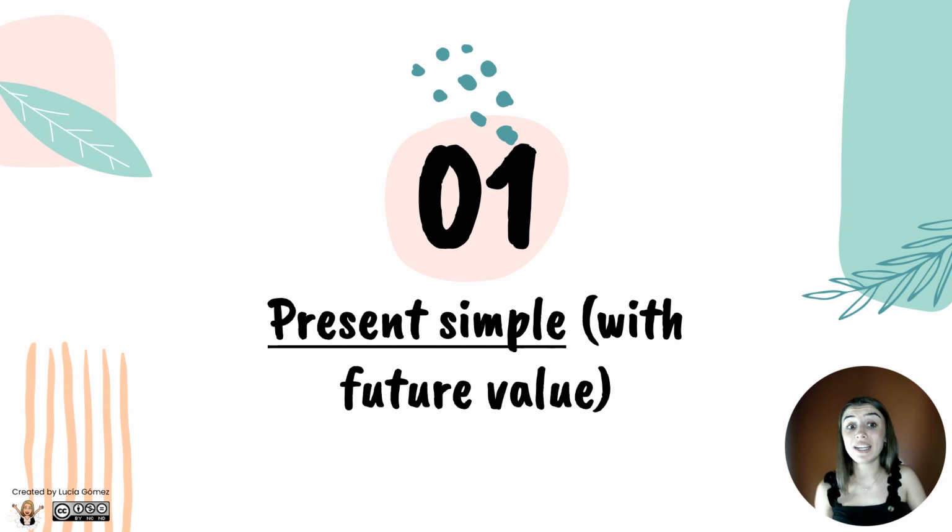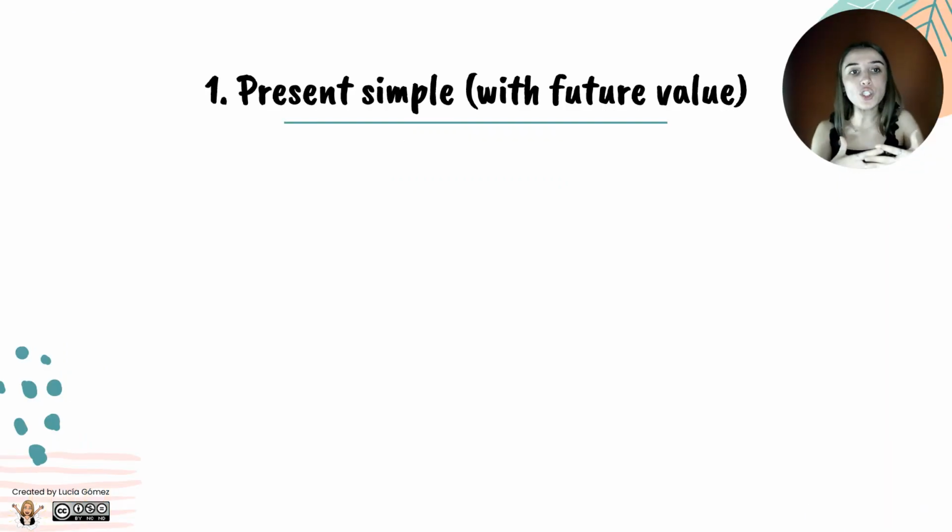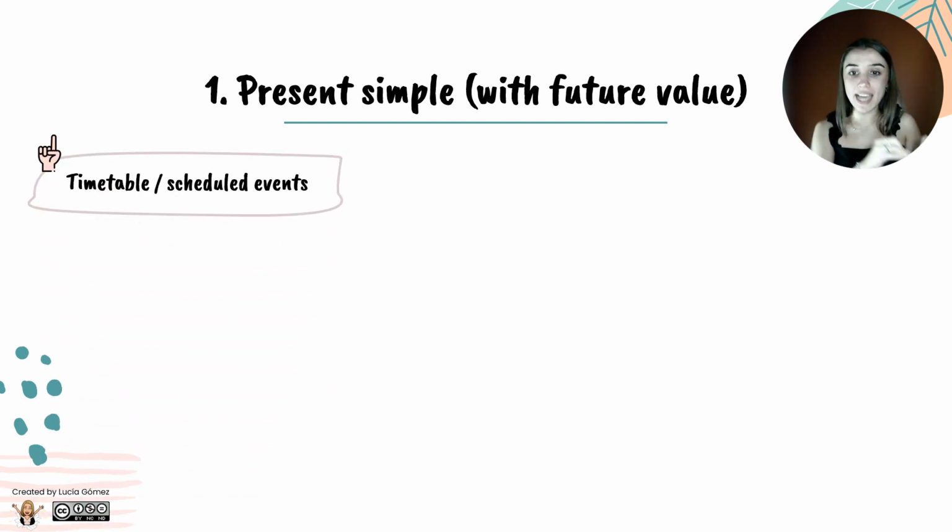Well, basically because the present simple is going to maintain the same structure as the one we learned at the very beginning of the course, but it's going to carry somehow a future value. Let's see this. Great, so when do we use present simple tense? Well, we use it to talk about timetable or scheduled events. What do I mean by timetable? Well, fixed timetable, horarios fijos, que no puedo cambiar.